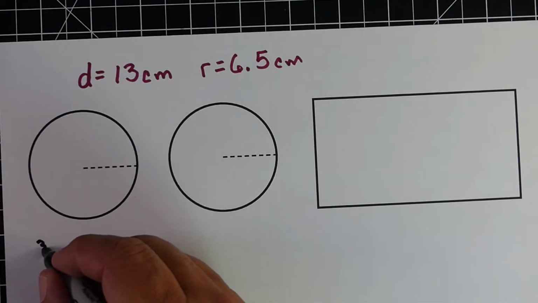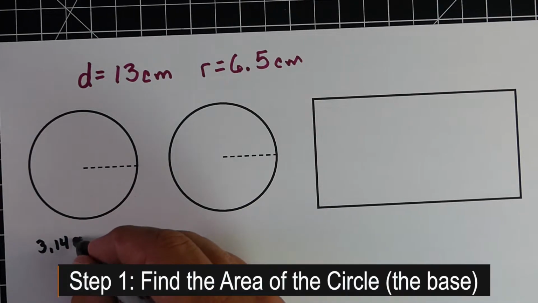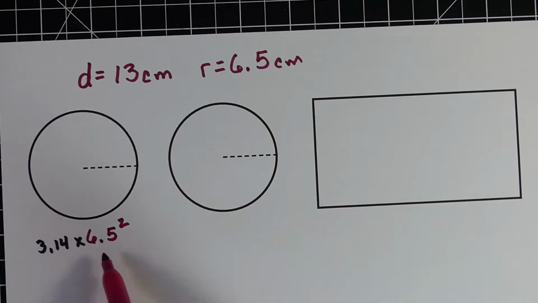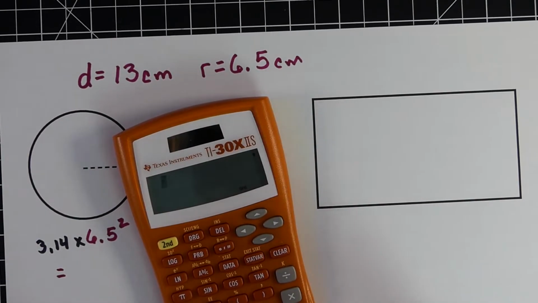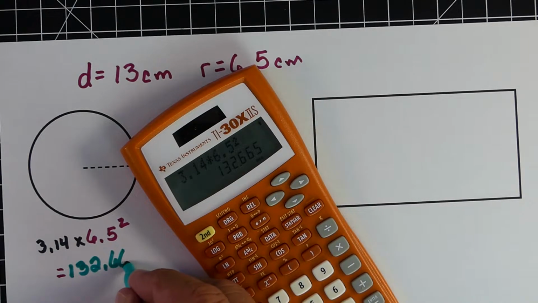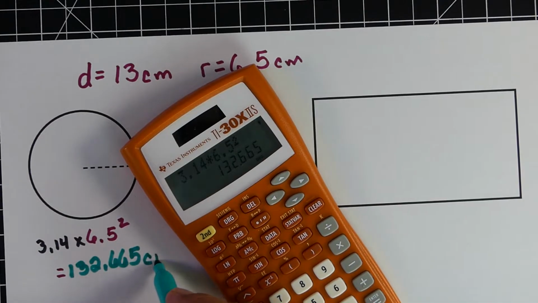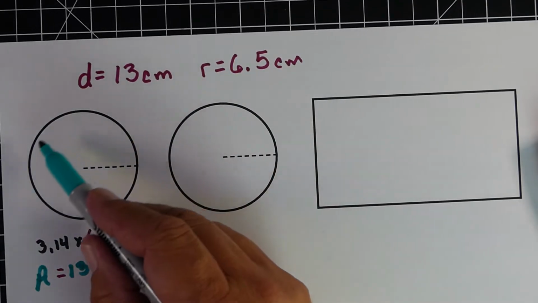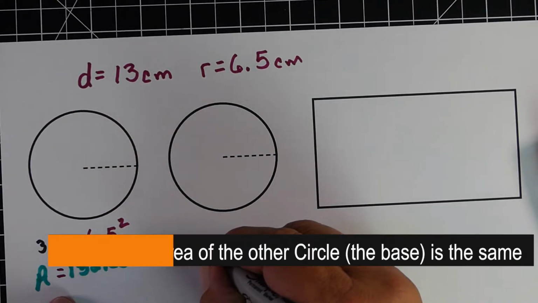Our goal is to find the area of the circle, and the way we find the area of a circle is pi times the radius squared. So 6.5 is our radius, so we're going to go pi times 6.5, and then we'll square it. When we do that, that's going to give us the area of the circle. In this example, we went 3.14 times 6.5 squared, we get 132.665. Now that's the area of the circle.